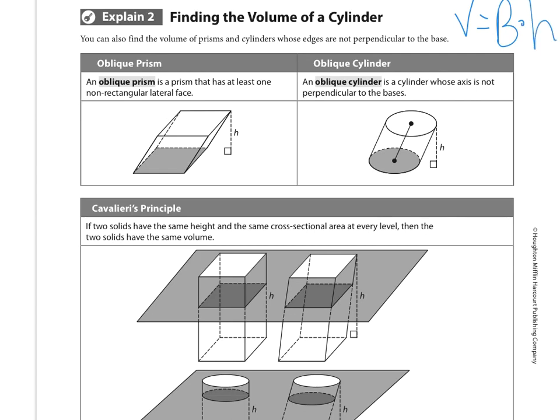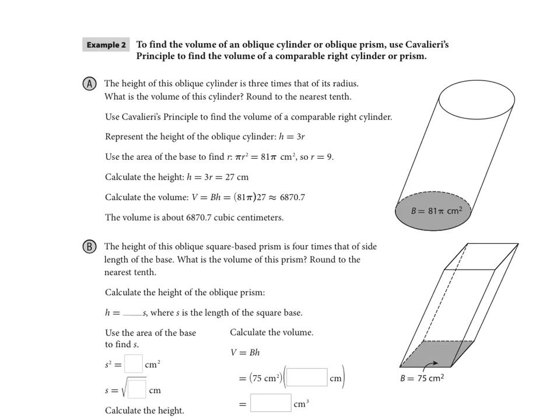So once we get to example 2, this area of the base times the height idea gets modified a tiny little bit, because the area of the base for a cylinder is the area of a circle times the height. So we can modify our formula, when it's a cylinder, to be volume equals pi r squared, which we know is the area of the base, the big B, times the height. So let's look at a couple of examples keeping that in mind.